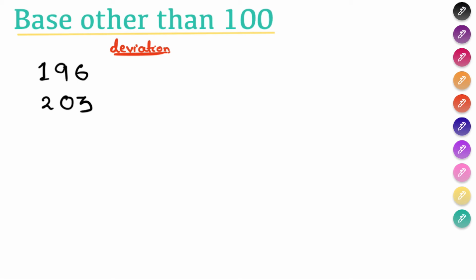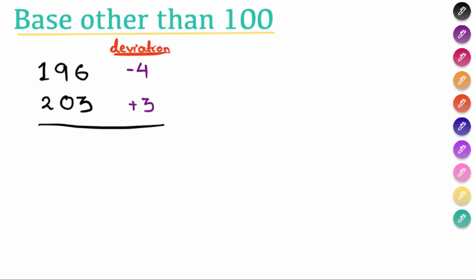For deviation, 200 minus 4 gives us 196. So the deviation of 196 is minus 4. 200 plus 3 gives us 203. So the deviation of 203 is plus 3. After that it is clear, I guess. Okay. Now this was the first step.